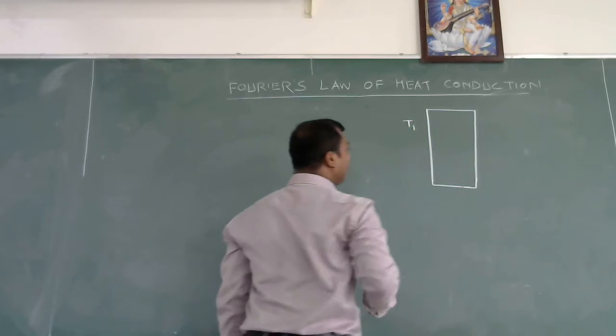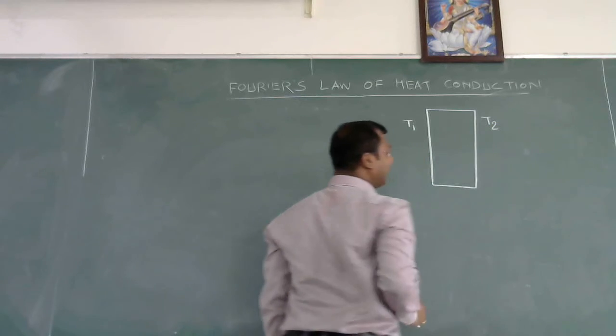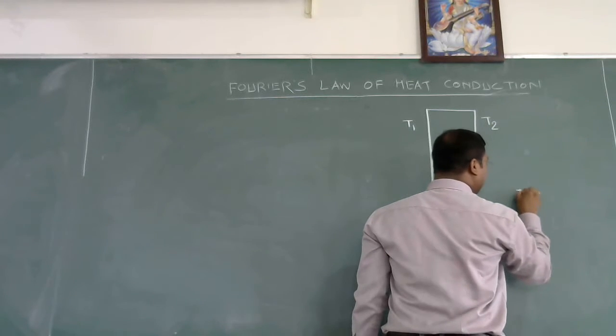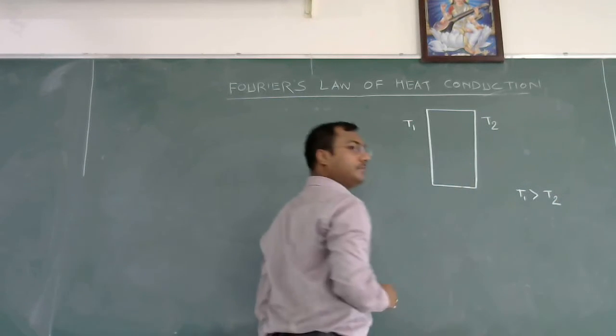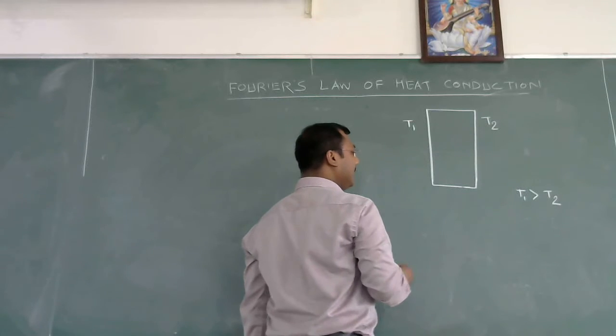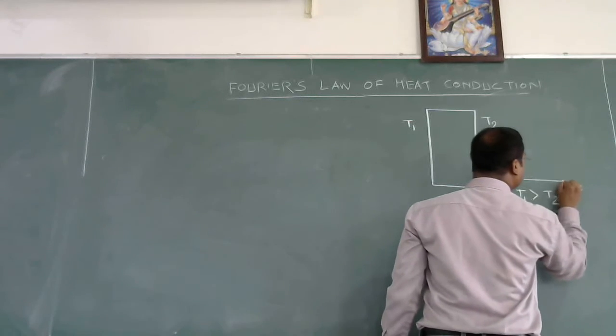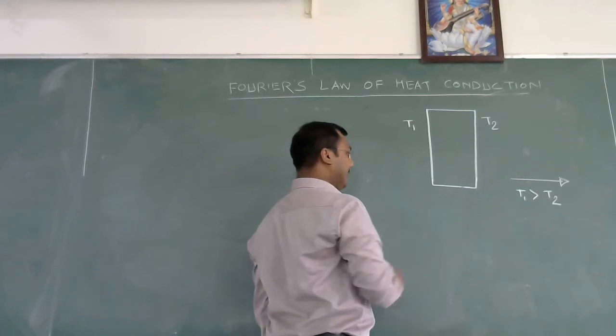The temperature at one surface is say T1 and the temperature at another surface is maintained at T2, such that T1 is greater than T2. If this is the case, the heat transfer will be in the direction from the surface having temperature T1 to the surface having temperature T2.